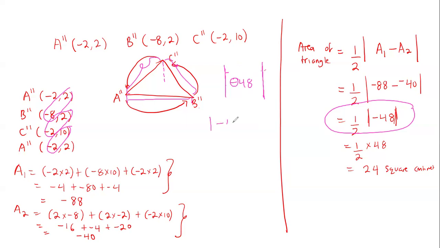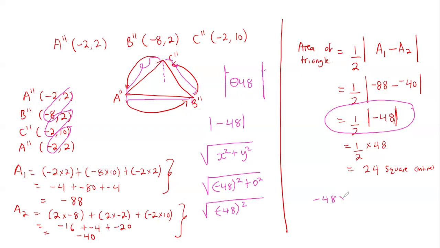So when I have negative 48 in magnitude, this means get the square root of x squared plus y squared, which is the same as negative 48 squared plus, now the y component is 0 for such a case. So you'll have the square root of negative 48, everything squared. But negative 48 squared means negative 48 times negative 48. Negative times negative is positive, so you'll have 48 times 48, and I've not forgotten the root. So the square root of 48 times 48 still remains 48.